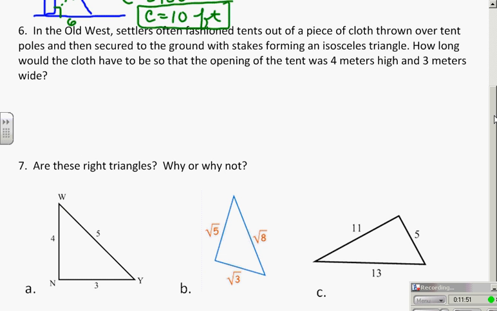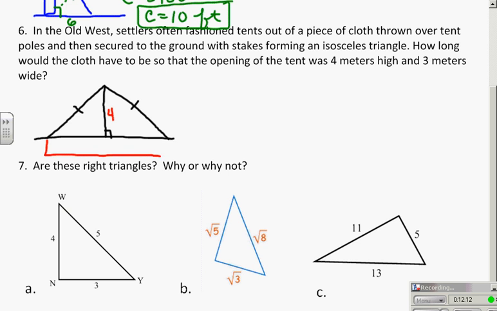In the Old West, settlers often fashioned tents out of a piece of cloth thrown over tent poles and then secured to the ground with stakes, forming an isosceles triangle. How long would the cloth have to be so that the opening of the tent was 4 meters high and 3 meters wide? Well, what we're talking about picture-wise is something along these lines, where we hope that our tent pole in the middle is straight up and down.